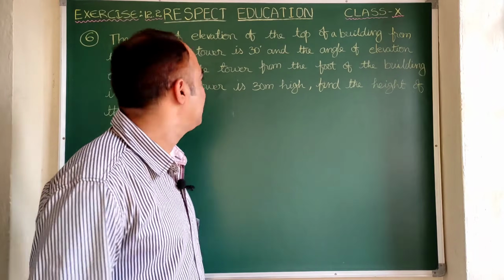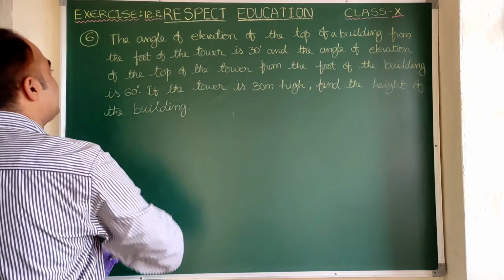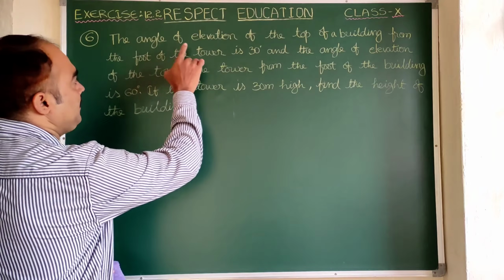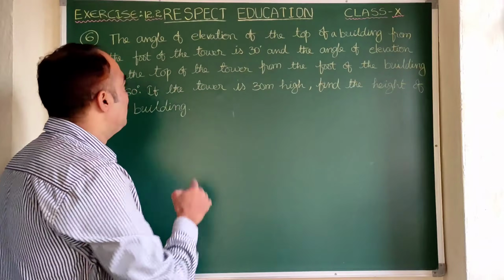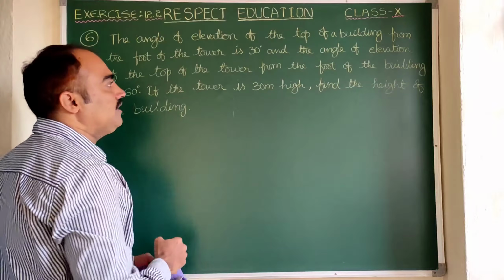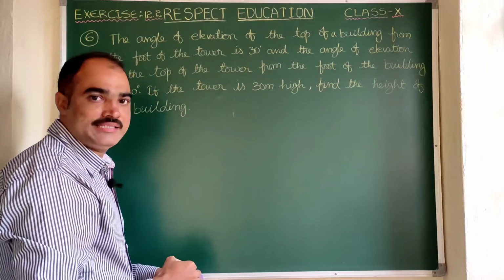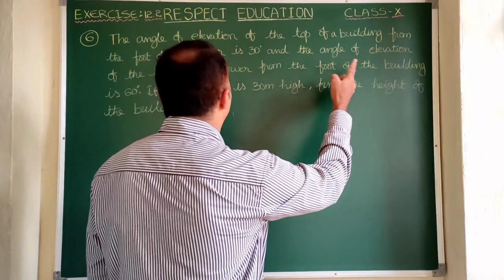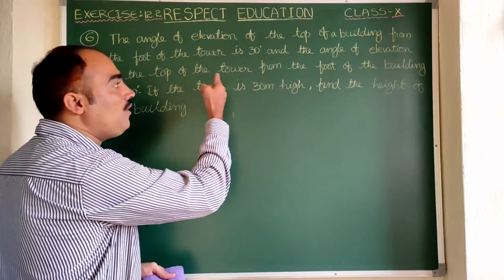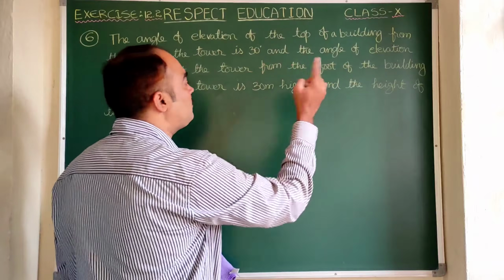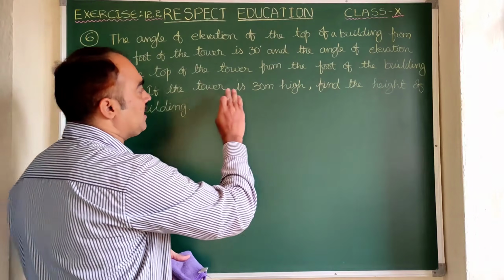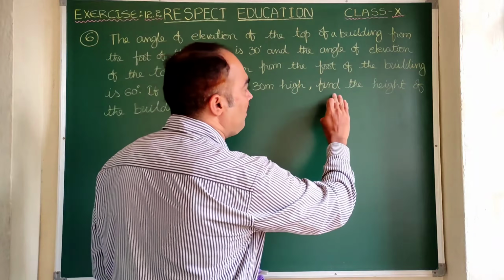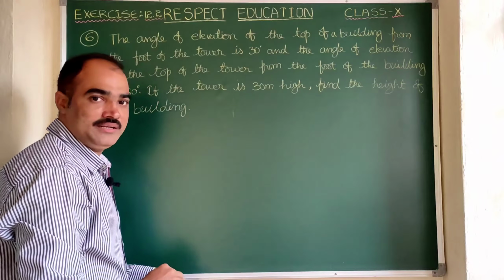Now let us see the next question, that is question number 6. The angle of elevation of the top of a building from the foot of the tower is 30 degrees. And the angle of elevation of the top of the tower from the foot of the building is 60 degrees. If the tower is 30 meter high, find the height of the building.